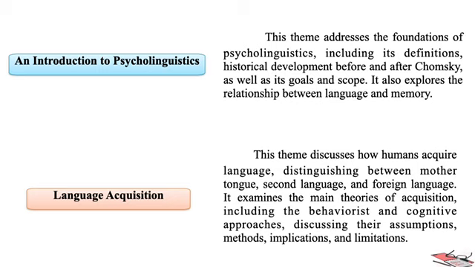The second theme, language acquisition, discusses how humans acquire language, distinguishing between mother tongue, second language, and foreign language. It examines the main theories of acquisition, including the behaviorist and cognitive approaches, discussing their assumptions, methods, implications, and limitations.